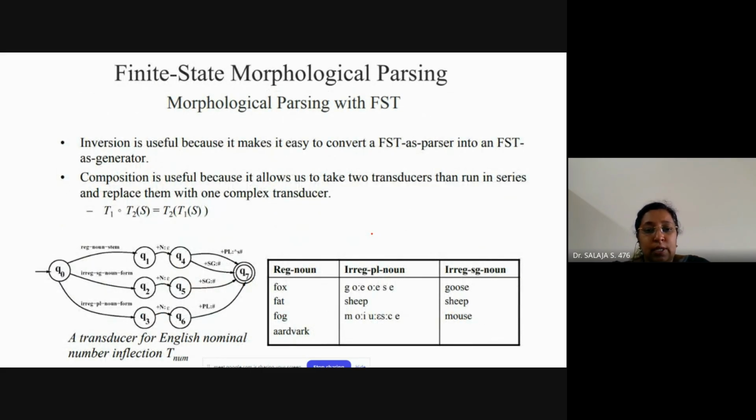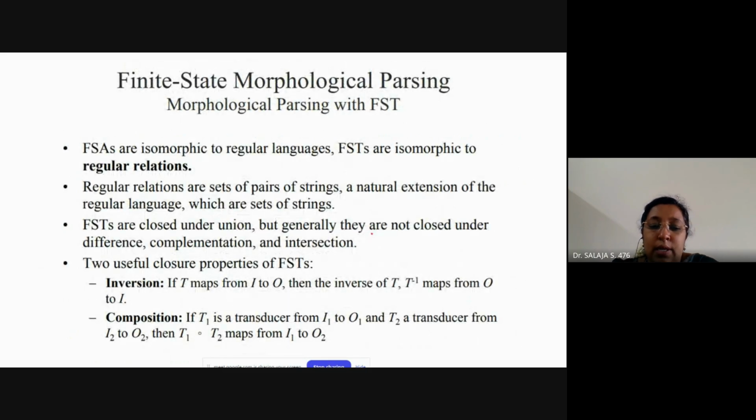Fine, there are two more things which we have to understand. The first one is inversion. If I could map cat to cats with the help of finite state automata, I can also map cats to cat. The reverse or the inverse of it is allowed. Okay, that is the simple example of inversion. If I could map cat to cats, that is, from singular I am mapping it to plural, the inverse of it, from cats to cat, is also allowed. That is what it says.